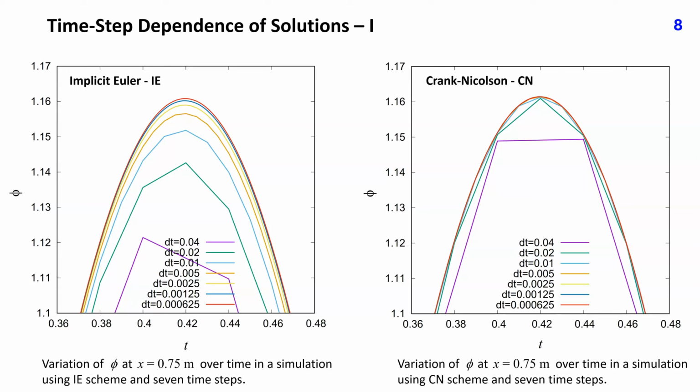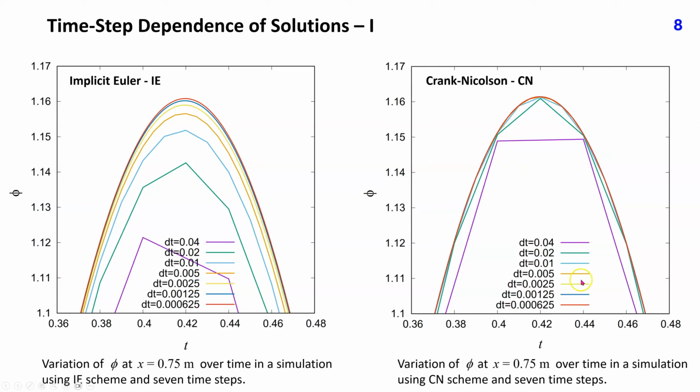According to Richardson extrapolation, the error in the solution obtained with the smallest time step is equal to the difference between that solution and the solution obtained with a twice larger time step. We see from this figure that Crank-Nicolson scheme is much more accurate than the implicit Euler scheme.